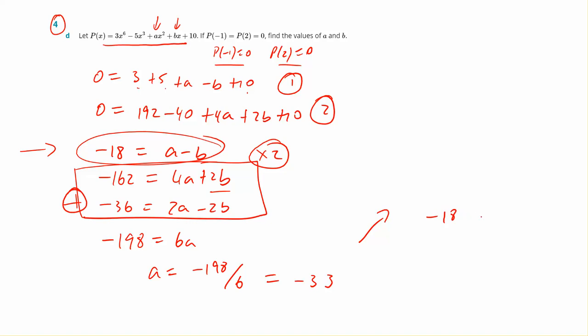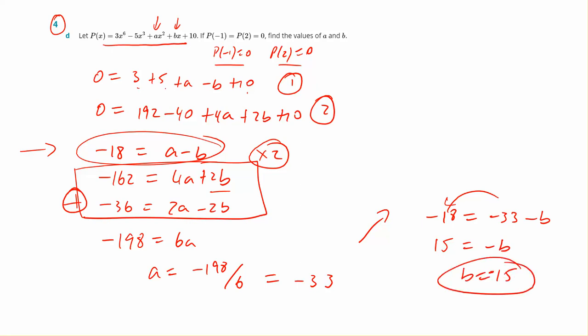-18 equals a, which is -33, minus b. I'm just solving for b. I'm going to move the 33 to the other side, so that's plus 33. We've got positive 15 equals -b. So b must equal -15. And that's how you solve for a and b.